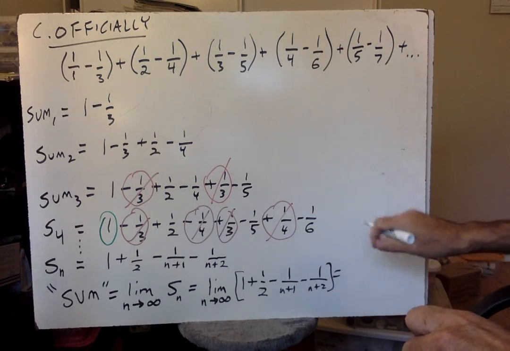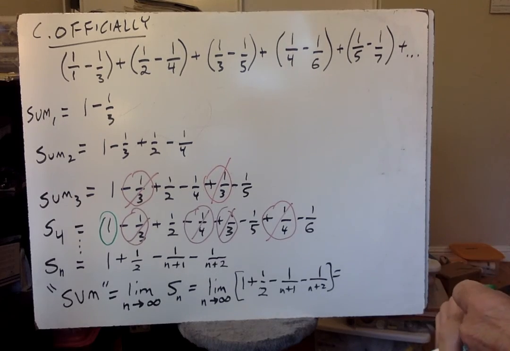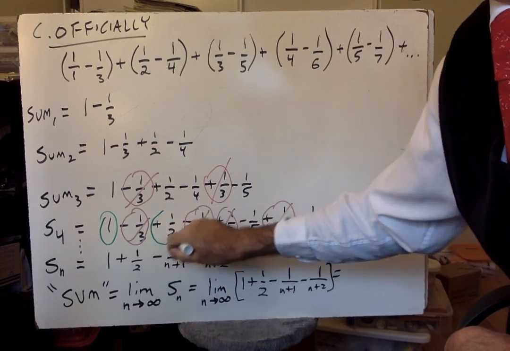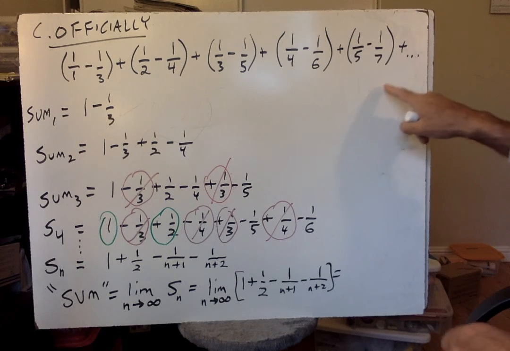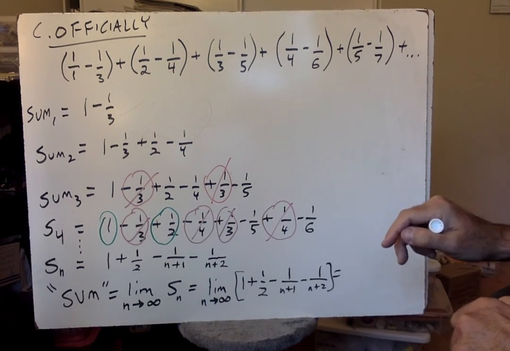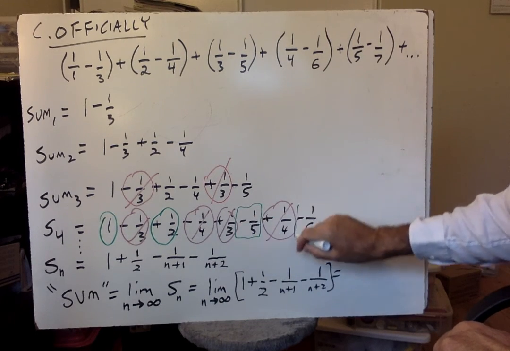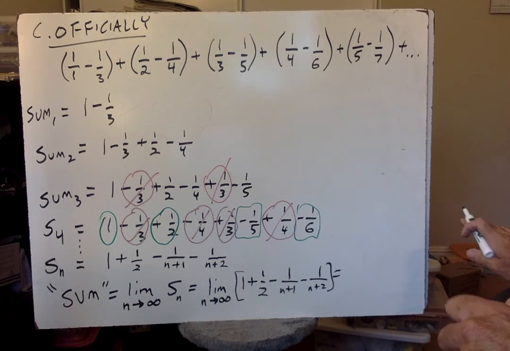There will never be a minus 1 anywhere else. And what else will never get canceled no matter how many terms I write? This one will never get canceled. You can see as you look through this, there is no minus 1/2 anywhere. So what I've circled in green will always persist. And then also, look here. These are at the end. These aren't canceled, but later on they will be.